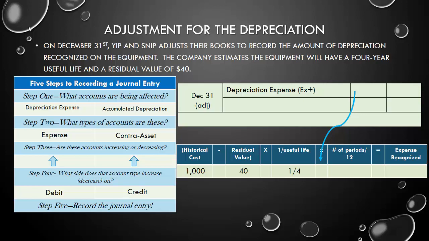So the number of periods isn't always going to be 1, but in this example it is because we're recording these monthly. So 1,000 minus 40, and if you're putting it in a calculator, in parentheses, times 1 over useful life, 1/4, times the number of periods being depreciated over 12, which is 1/12. Multiply that out and you get 20. Accumulated depreciation is also going to get credited for that same $20. We adjusted for equipment depreciation. We recognize that $20 in expense.